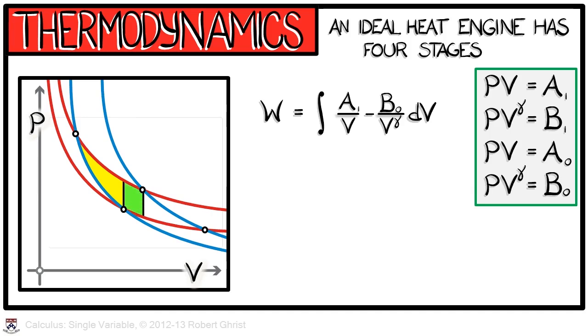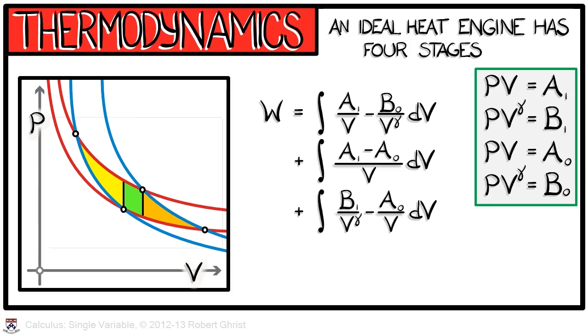The second region is between 2 isothermal curves. And that gives us A1 minus A naught over V. The third region, with a little bit of work, gives us an integrand of B1 over V to the gamma minus A naught over V.